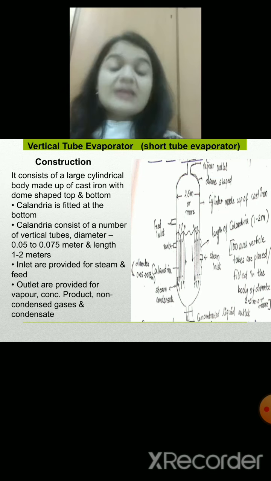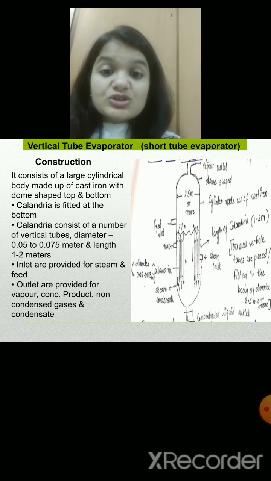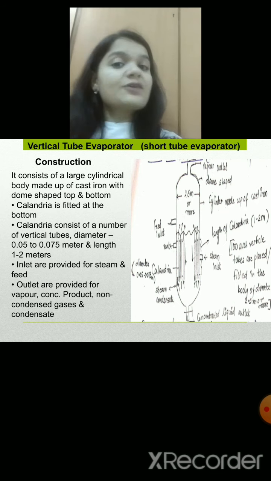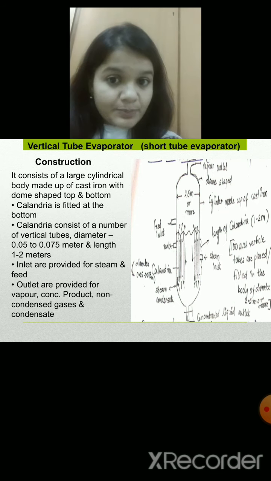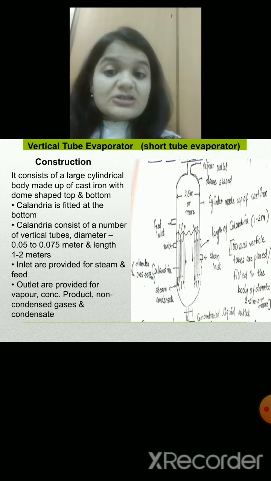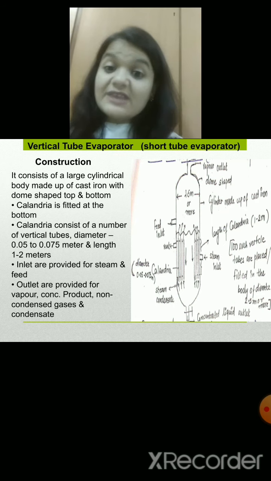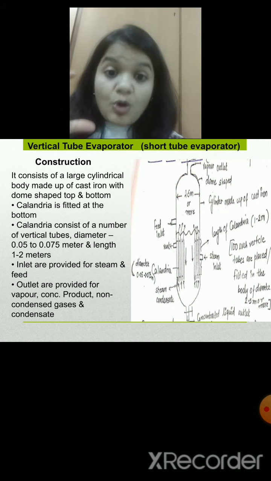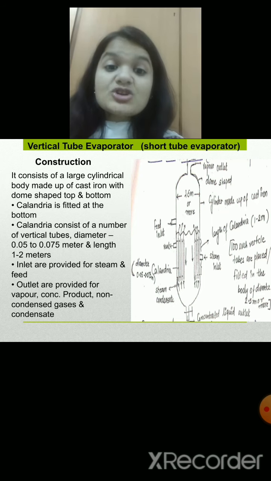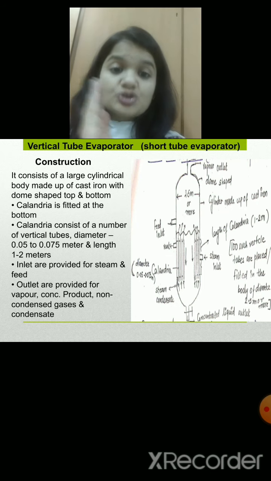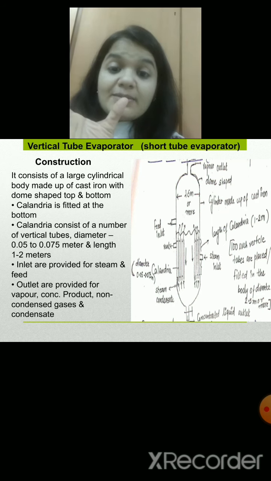collected. Now, this tube bundle is also known as calandria. The calandria increases the surface area for steam circulation. Now, the diameter of the tubes is 0.05 to 0.075 meters. The length of the calandria is 1 to 2 meters. Now, there are hundreds of tubes, you can say. Vertical tubes are placed where the diameter is 25 meter or more.